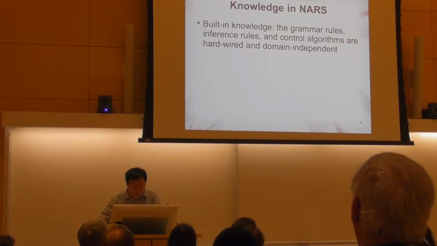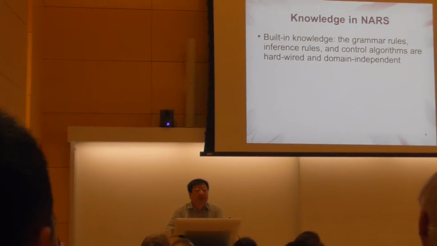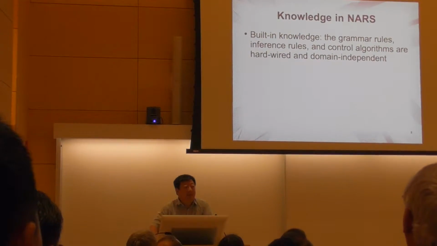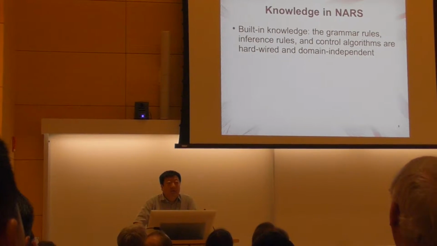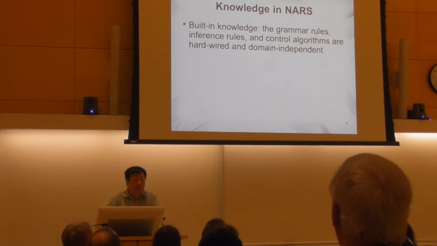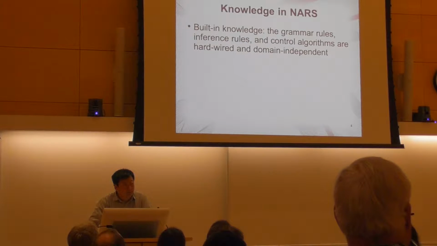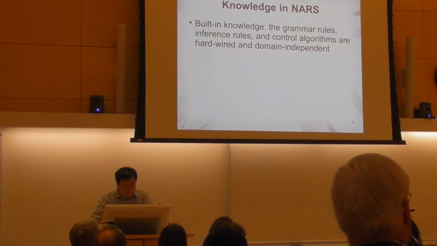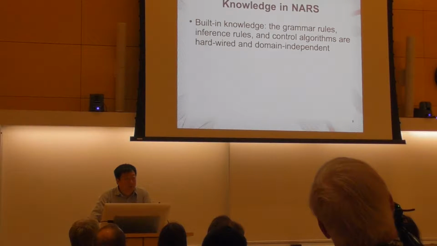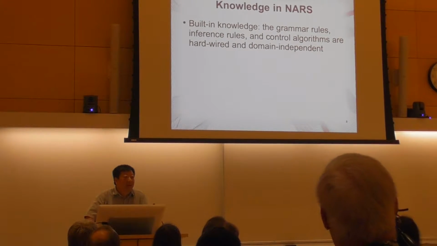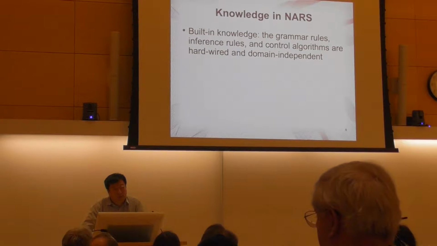So no time for detail, but since we're talking about learning, learning typically means to learn knowledge. So I will say what kind of knowledge there is, or what kind of knowledge can be learned. There are several types of knowledge. There is some knowledge in the system which cannot be learned. That's the first category. You can call it built-in knowledge that's programmed into the system, or you can call it meta-level knowledge, which includes, for example, grammar rules.